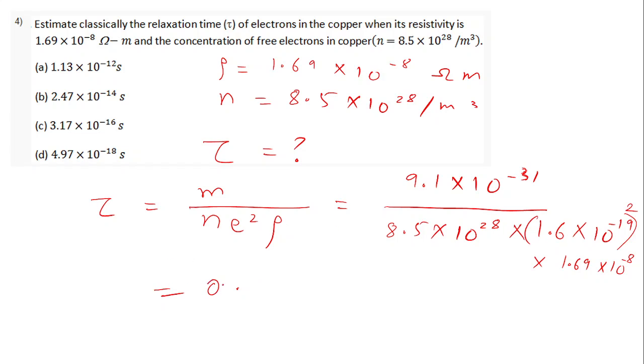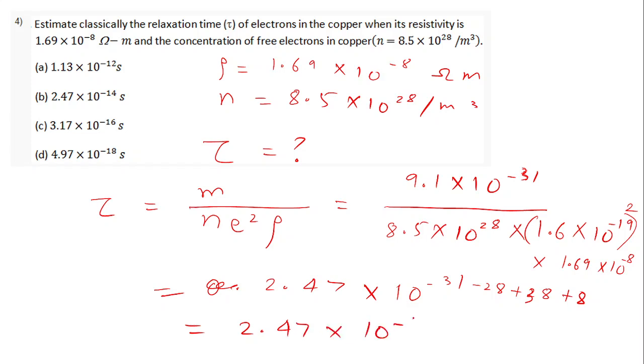So the correct answer will be 2.47 and all the power 10 to the minus 31 minus 28 plus 38 and plus 8. So our final answer is 2.47 times 10 to the power minus 14 seconds. So this is the correct answer.